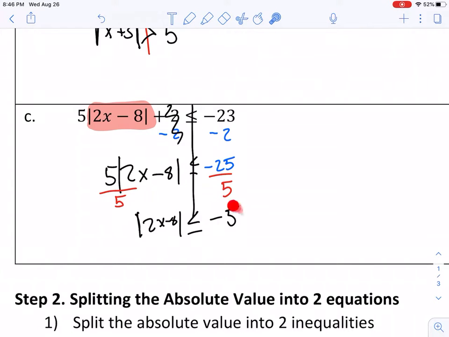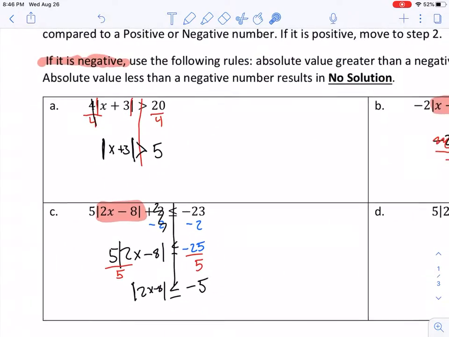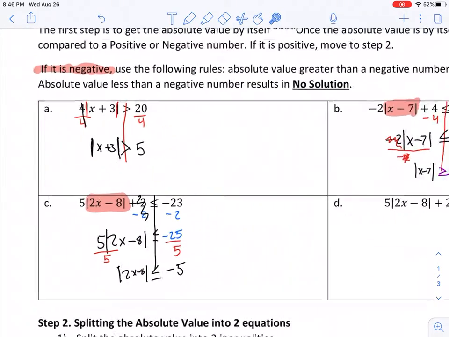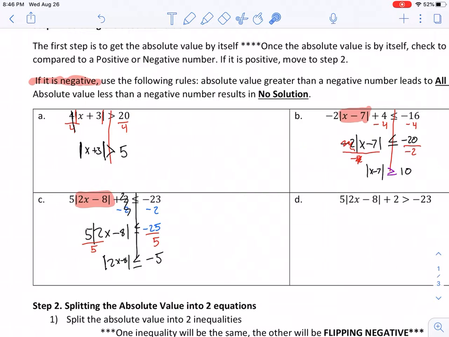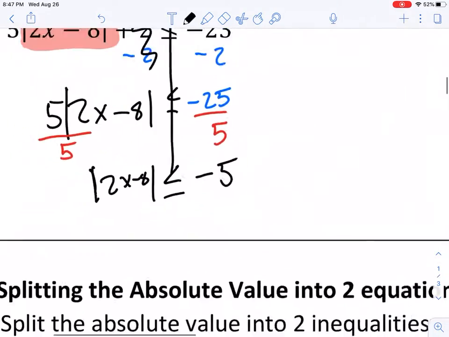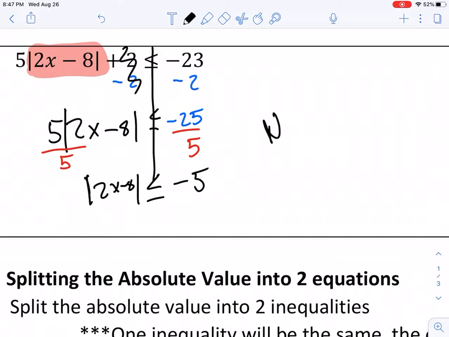So now I'm looking and I have a negative. Well, remember our rule. If it's negative, we're going to check our inequality. If it's negative and it's greater than, so this is not greater than, this is less than. So absolute value less than a negative number results in no solution. So the answer here is no solution.